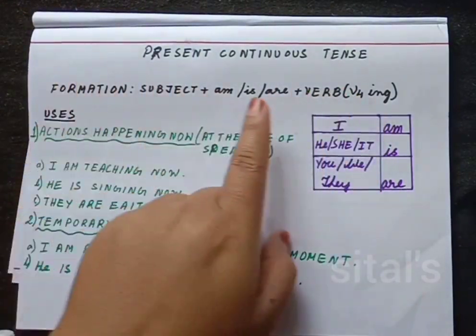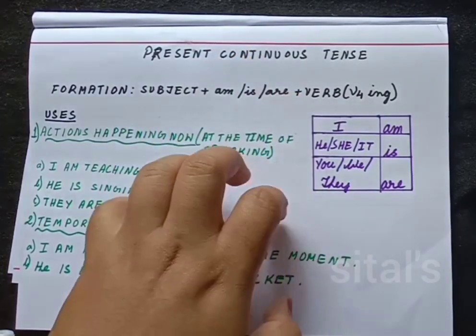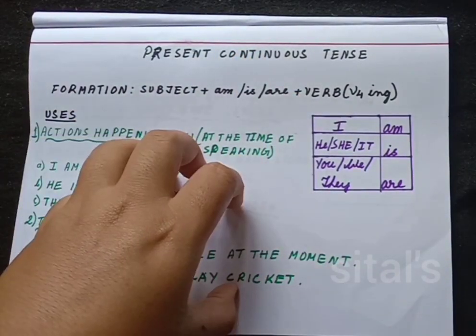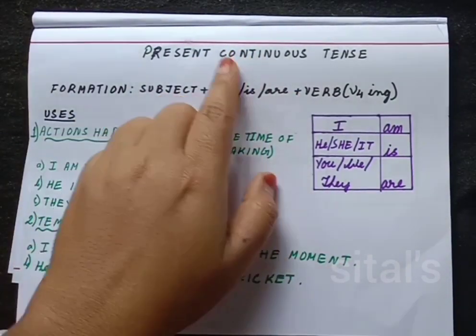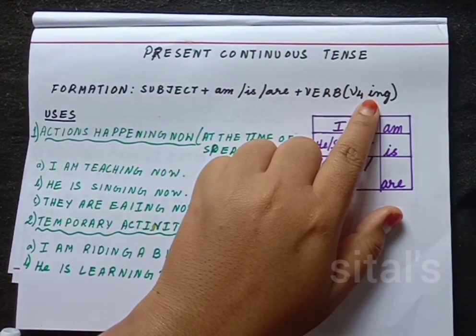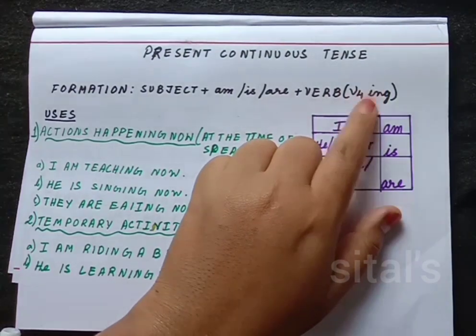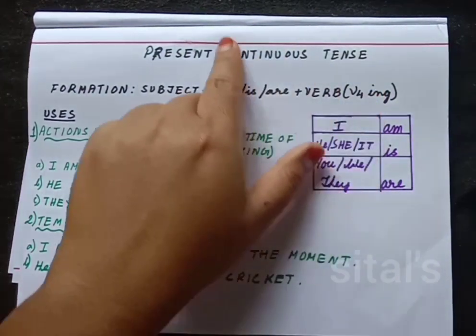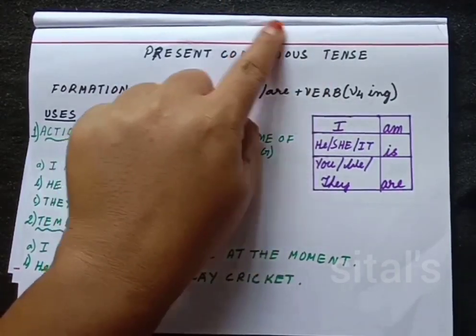The formation of the sentence will be different. Okay, the formation of each tense is different. But whenever you see continuous, you have to use the fourth form of the verb. Okay, I'm repeating it. The formation will be different, but you have to use the fourth form of the verb whenever you see the word continuous.